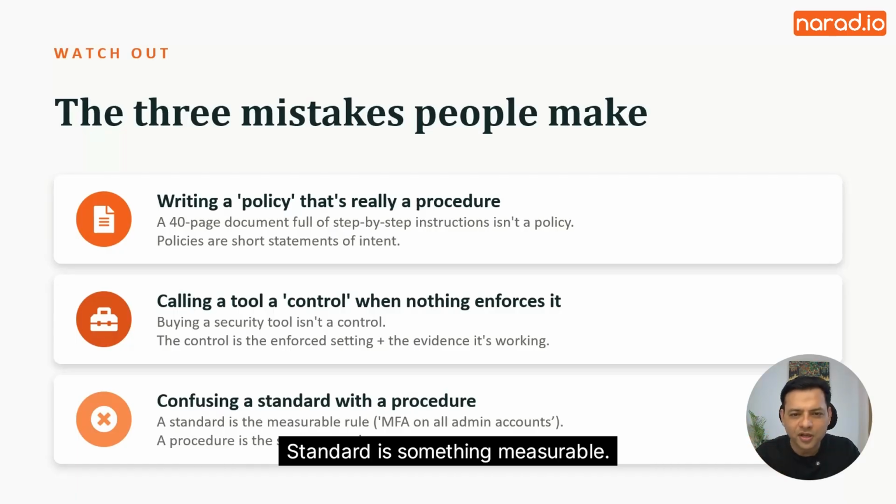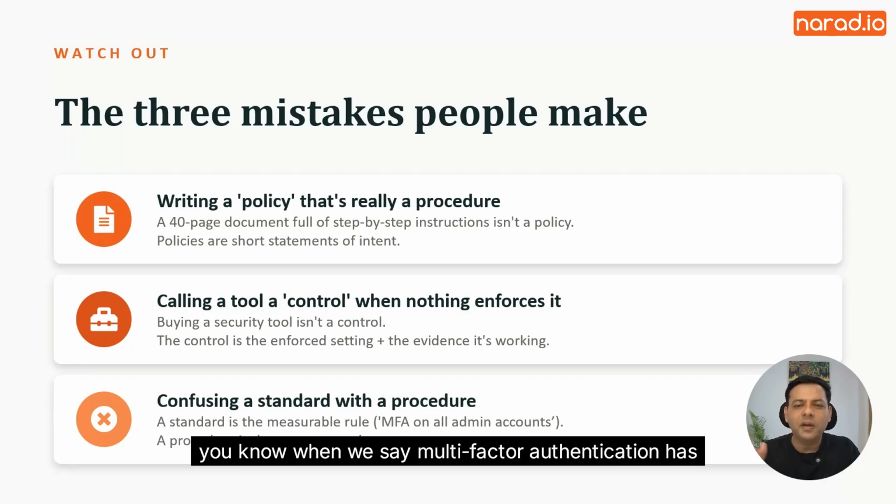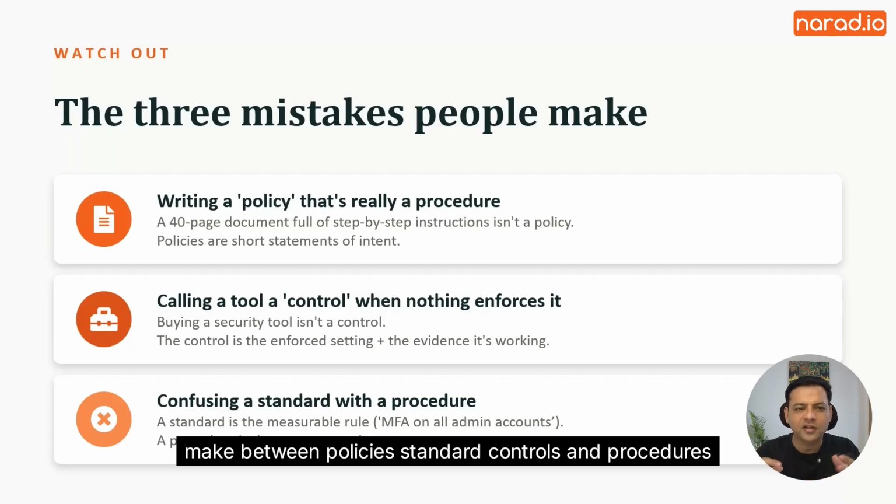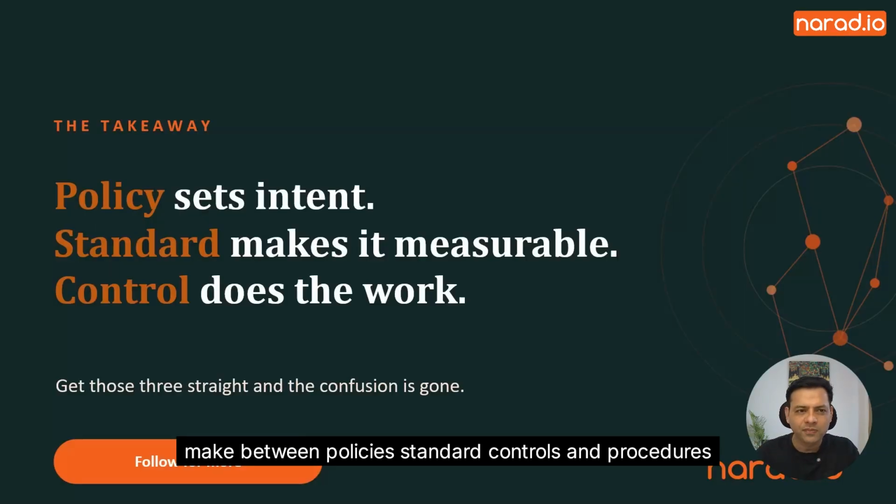And the third confusion that people make is they often confuse standard with procedure. Standard is something measurable. When we say multi-factor authentication has to be there on all admin accounts, that's the standard. Procedure is how to get there. Procedure does not say something very measurable. Procedure just helps you achieve that. So these are the common confusions people make between policies, standards, controls, and procedures.